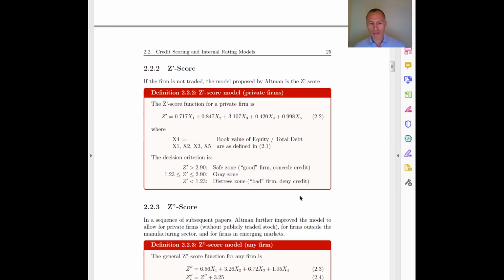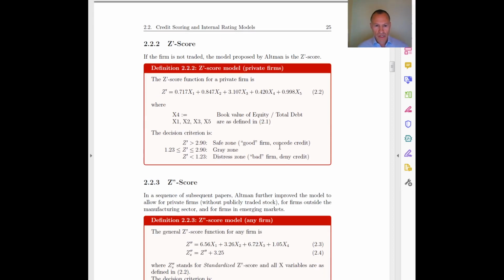This model has been improved through the years. So after that initial model, Altman came up with a z-prime score, which is pretty much the same thing, but now the difference is that the previous model required us to use stock market data, and this model is applicable to private firms, so we do not need to use the stock market data. Instead, we replace what was coming from the stock market just by the book value of equity. So same type of idea, you plug the ratios in there, you get the number, and then you make a decision.